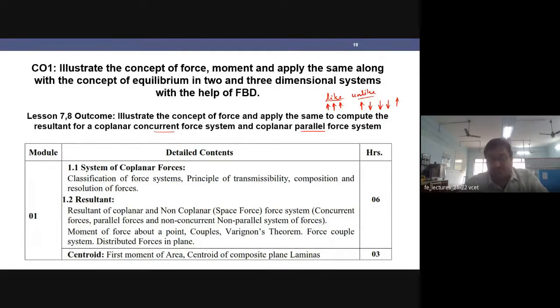So we'll be looking at examples for both, and that is the outcome for today. Today I should be able to illustrate the concept of force, and apply the same to compute the resultant for a coplanar concurrent force system and for a coplanar parallel force system.